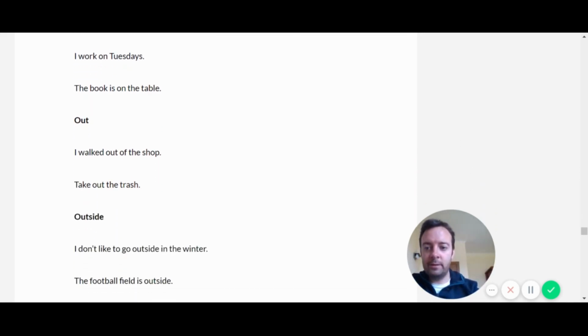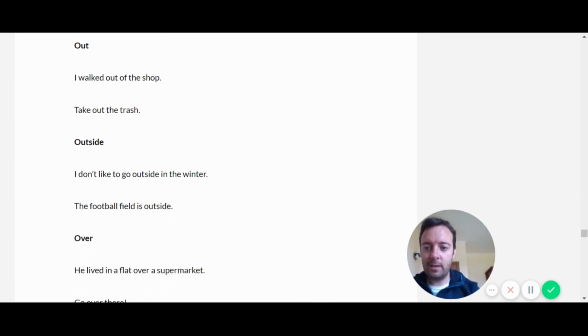Okay, then we have out. I walked out of the shop, out, and take out the trash. Okay, usually it's one place and you go out, you leave. Outside, okay, is the opposite of inside. So we usually use this when we're talking about in the fresh air, okay, not indoors, outdoors. I don't like to go outside in the winter because it's cold. The football field is outside, okay.